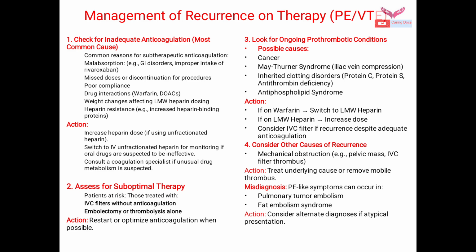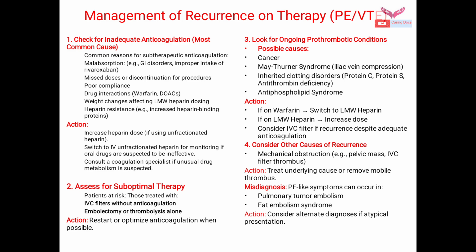So, we should increase the heparin dose in such cases. If using unfractionated heparin, we should switch to IV unfractionated heparin for monitoring. If oral drugs are suspected to be ineffective, we should consult a coagulation specialist if unusual drug metabolism is suspected. We should assess for suboptimal therapy. Patients at risk are those treated with IVC filter without anticoagulation, embolectomy or thrombolysis alone. Action is we should restart and optimize anticoagulation when possible.